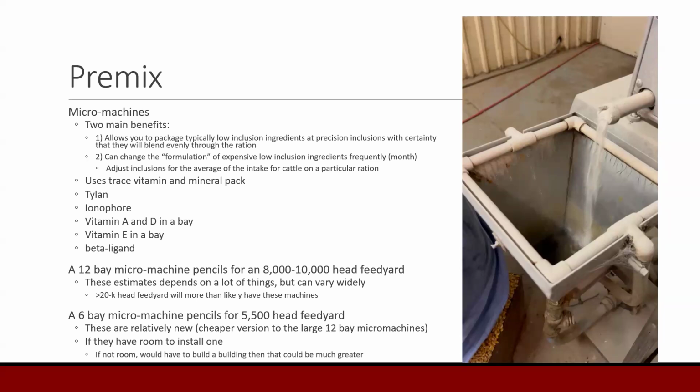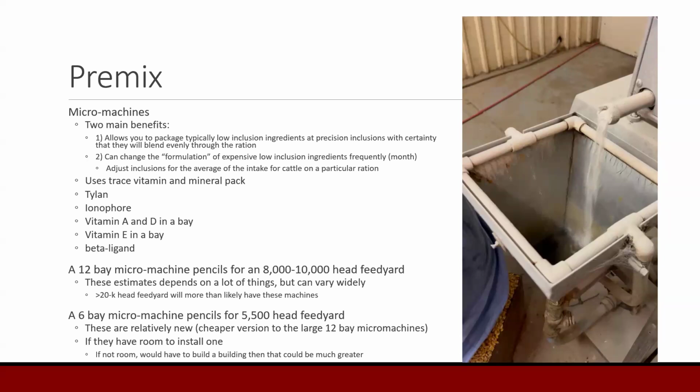If I want to bring 330 milligrams of monensin per head per day, the concentration of Rumensin 90 will need to be higher if an animal's eating 15 pounds a day as opposed to 20. So it builds some flexibility and allows you to fluctuate how much of these micro ingredients you're feeding over time.